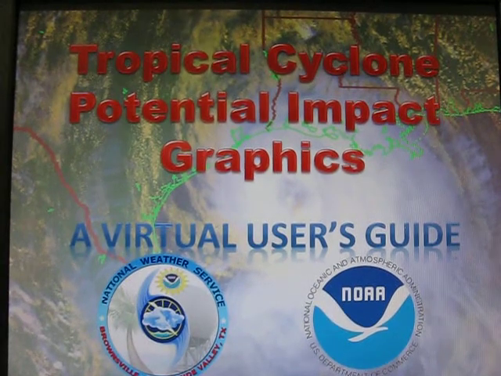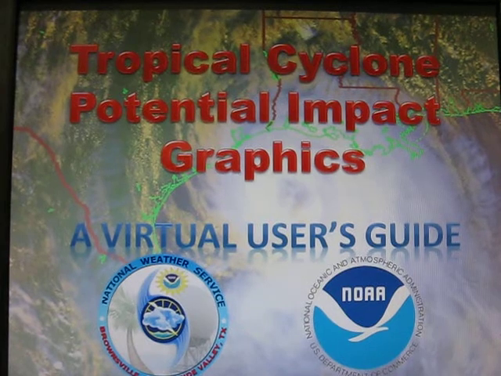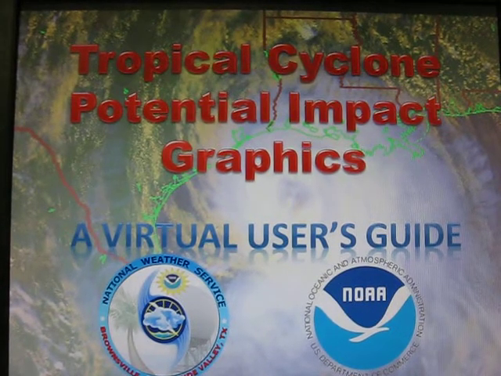This is Barry Goldsmith, Warning Coordination Meteorologist with the National Weather Service in Brownsville, serving the Rio Grande Valley, welcoming you to your virtual guide for the National Weather Service's Tropical Cyclone Potential Impact Graphics web pages. This guide will provide an overview for how you can retrieve and use the impact graphics to help you prepare for an approaching tropical storm or hurricane.